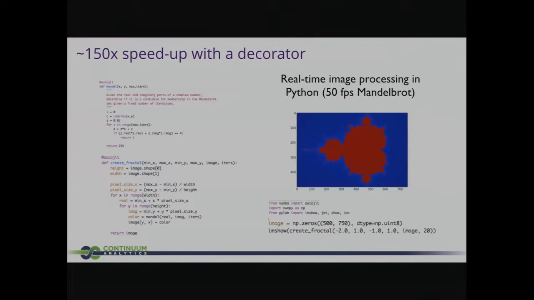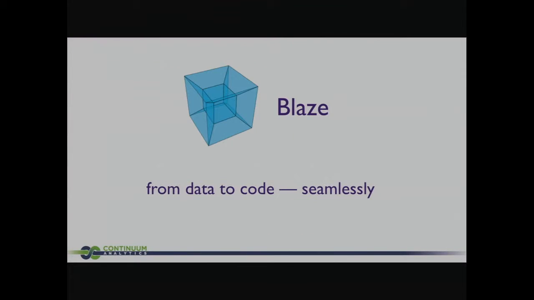150 times speed up. I'm not expecting anybody to be able to read this code right here, but simply by putting an @AutoJIT decorator in front of a plain Python Mandelbrot routine, it runs 150 times faster because it does a just-in-time compilation and then runs it using the C-compiled version via LLVM, and it happens really, really fast.